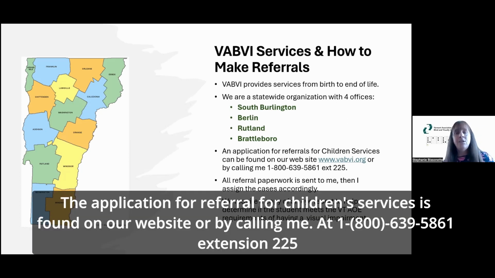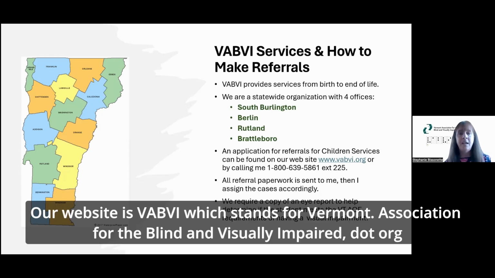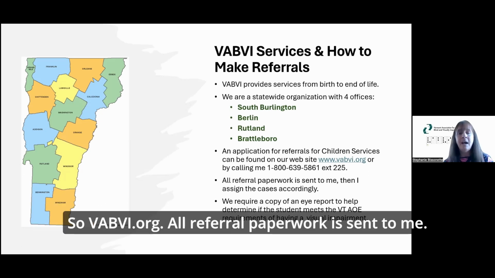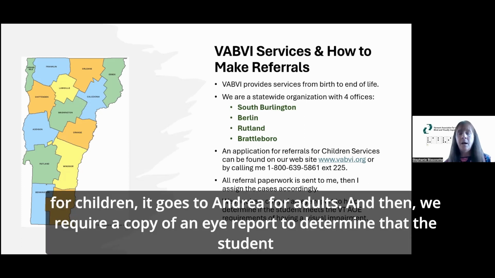The application for referral for children's services is found on our website or by calling me at 1-800-639-5861, extension 225. Our website is VABVI, which stands for Vermont Association Blind Visually Impaired.org. So VABVI.org. All referral paperwork is sent to me. For children, it goes to Andrea for adults.